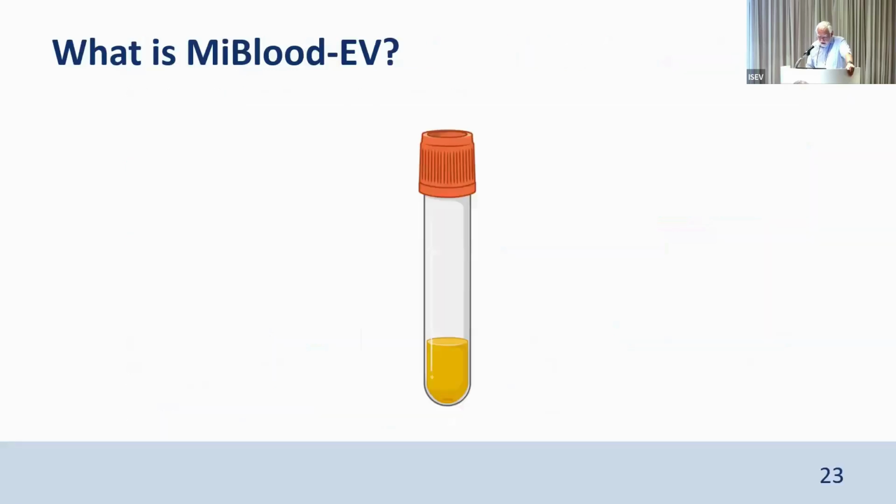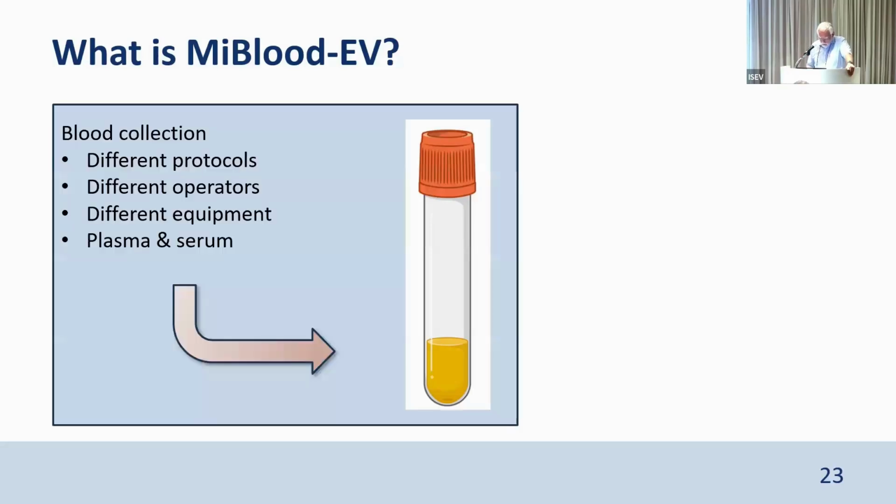Now, what is the idea of this paper? The idea of this paper is, and I think this is one of the most important messages of my talk, I think if you prepare blood plasma or serum, the sample has a very central key role. And what do I mean by that? Well, on the one hand, you collect blood, and you have a protocol, an operator, and equipment, and you have your end product, and the end product is plasma or serum. This is the end product of the pre-analytics.